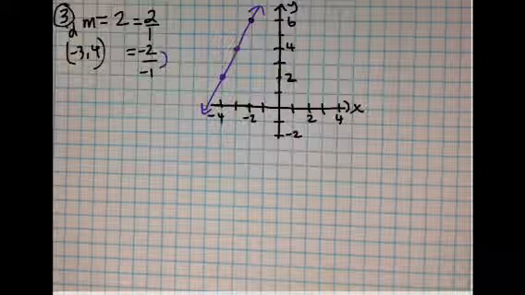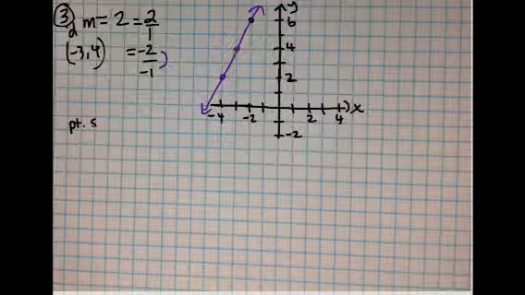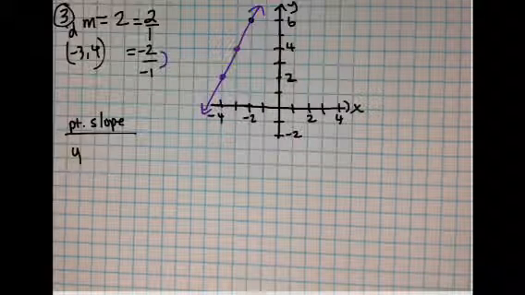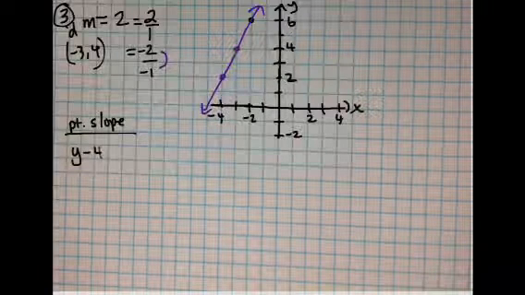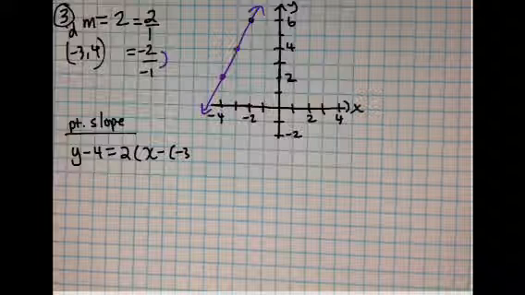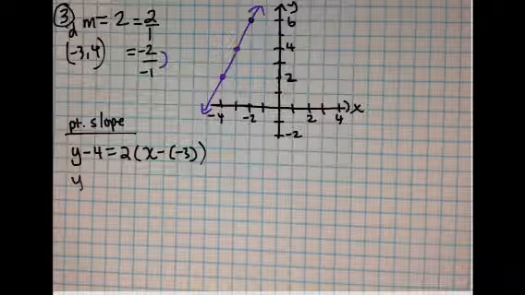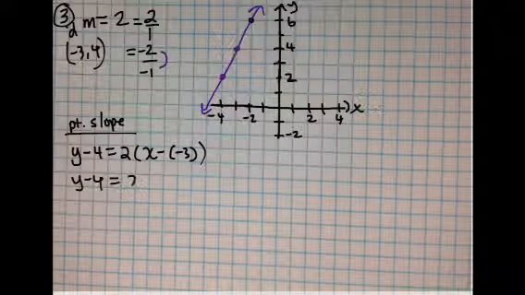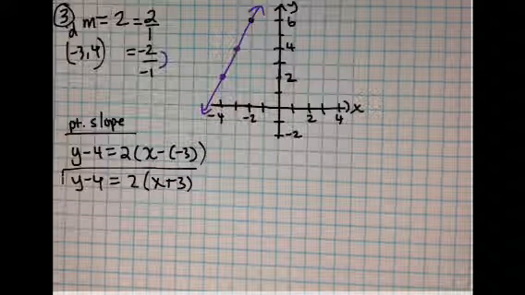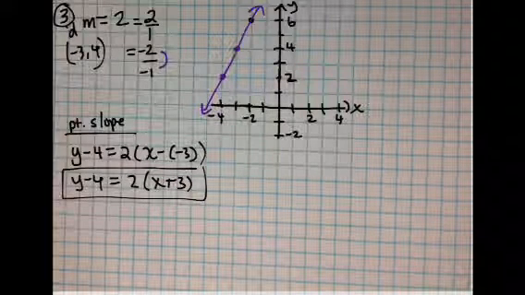I'm going to write it in point-slope form first. The reason I would choose that is because I have a point and I have a slope. So y minus y1 equals m times the quantity of x minus x1. So this becomes y minus 4 equals 2 times the quantity of x plus 3. So this is the equation of that line in point-slope form.